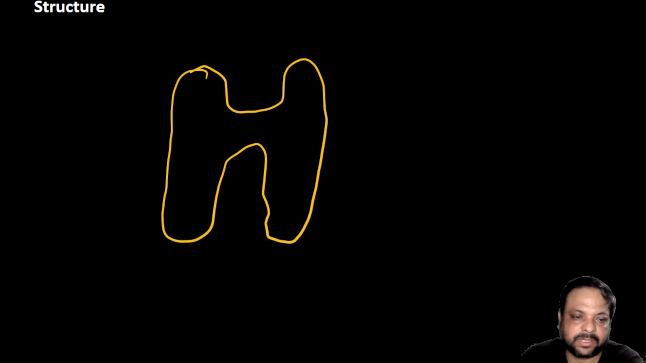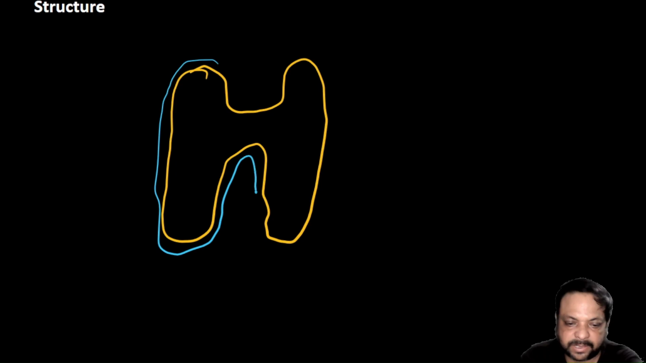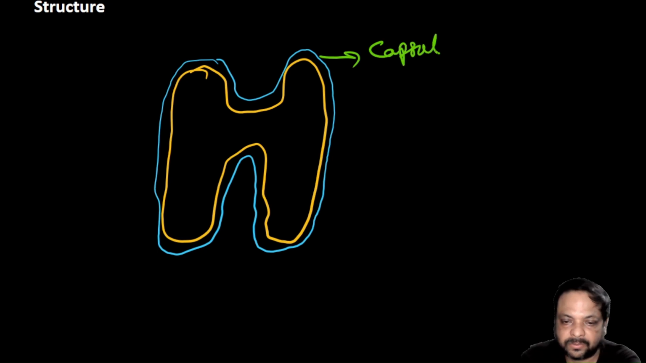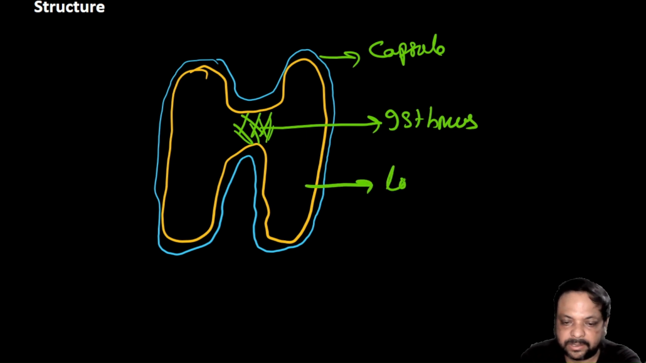As it is bilobed, this gland is an H-shaped structure, and it is externally covered by a connective tissue covering. This covering is made of fibrous connective tissue, and it is called the capsule. And this middle joining part is called the isthmus, and these are the lobes present. This is one lobe, and this is the other lobe.